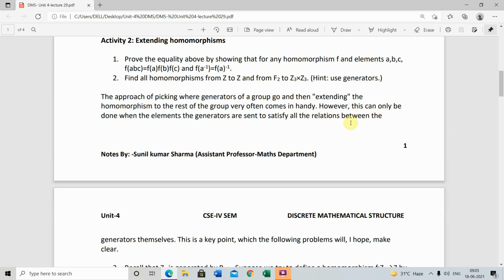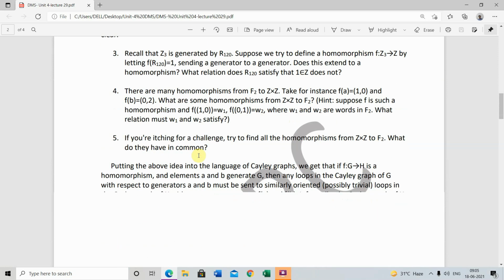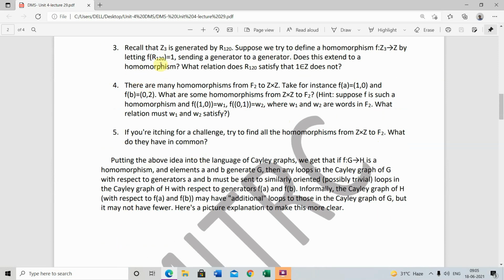However, this can only be done when the elements the generators are sent to satisfy all the relations between the generators themselves. This is a key point which the following problem will, I hope, make clear. Next activity: recall that Z3 is generated by r_120. Suppose we try to define a homomorphism f from Z3 to Z by letting f(r_120) equal 1, sending a generator to a generator. Does this extend to a homomorphism? What relation does r_120 satisfy that 1 belonging to Z does not?